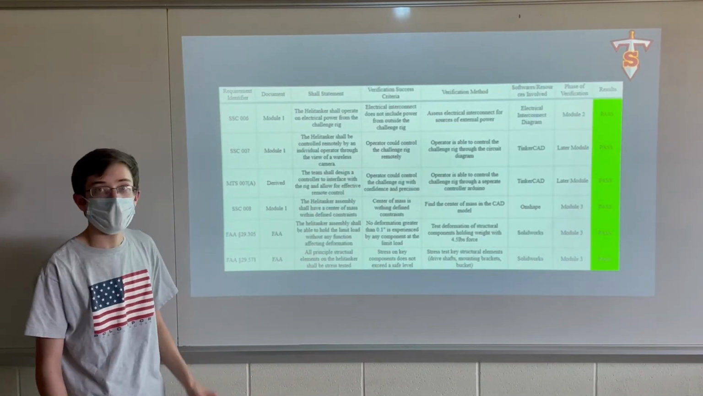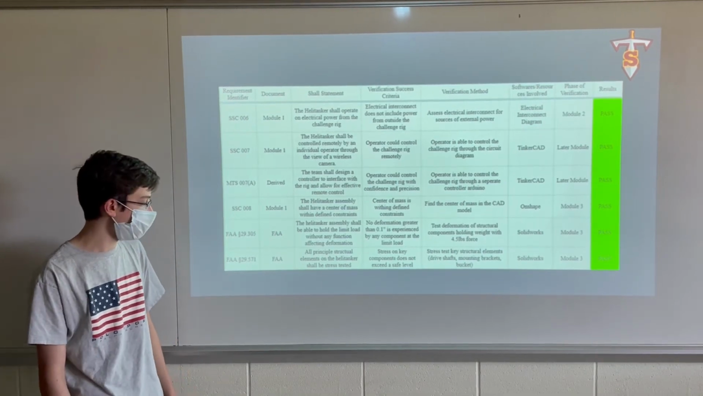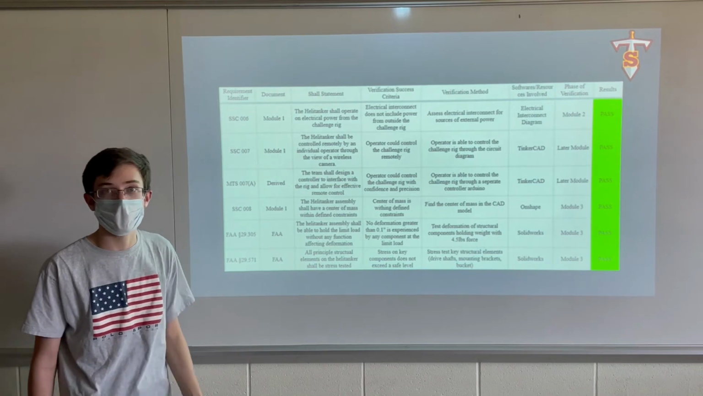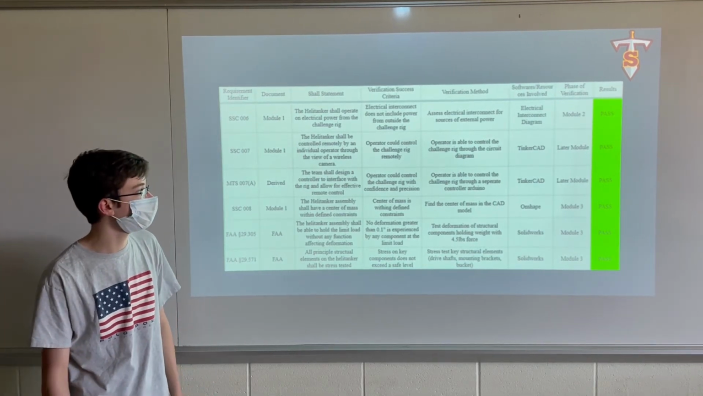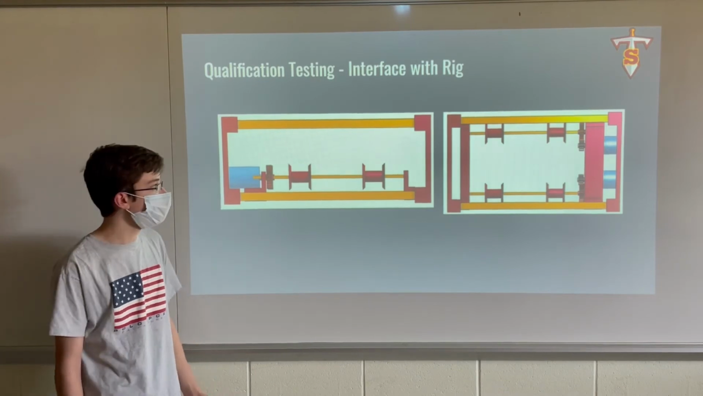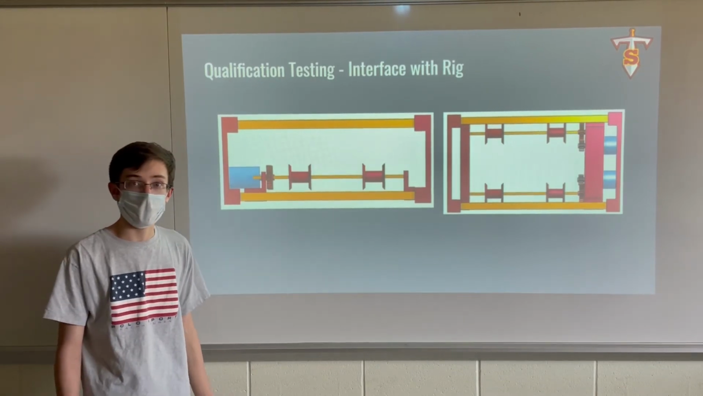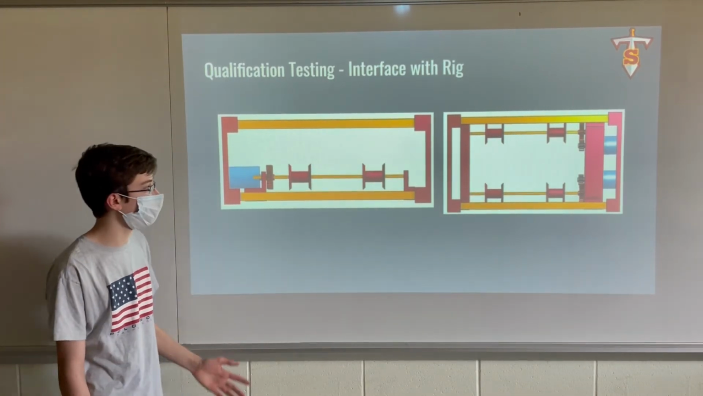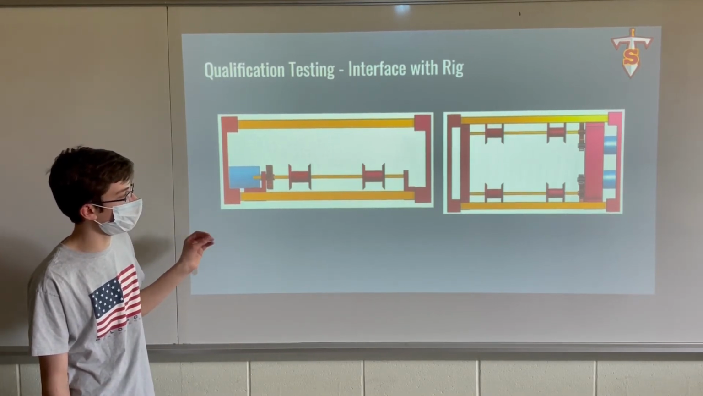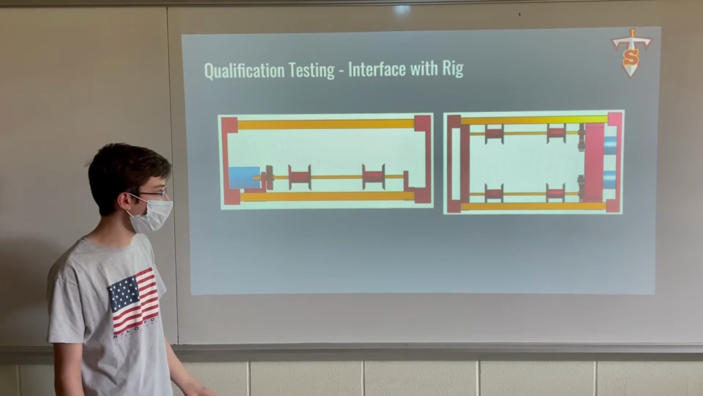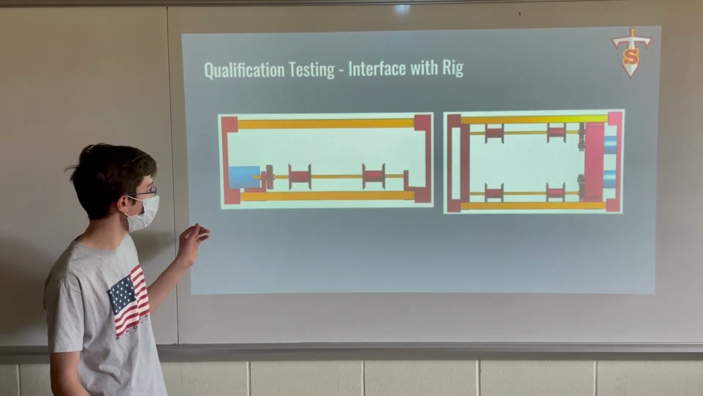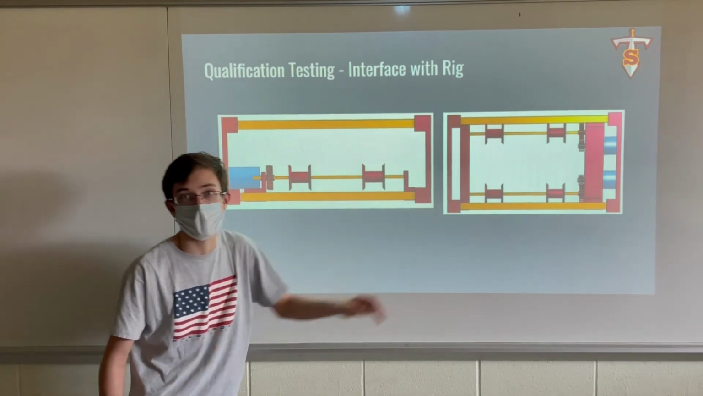Here you can see the second half of the system requirement verification matrix, where we have the rest of the SSC requirements and some of the FAA requirements. One of the major parts of this qualification testing was with SSC 004, which was about the system being able to be integrated with the rig that the customer provided, and we designed our system in CAD to ensure that this would happen, as can be seen in both pictures here.